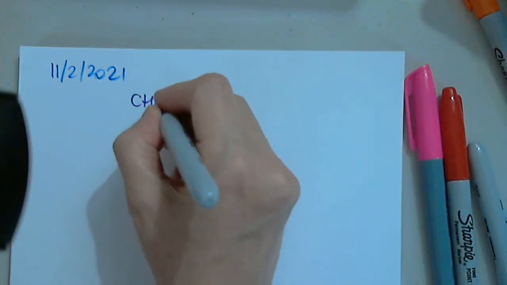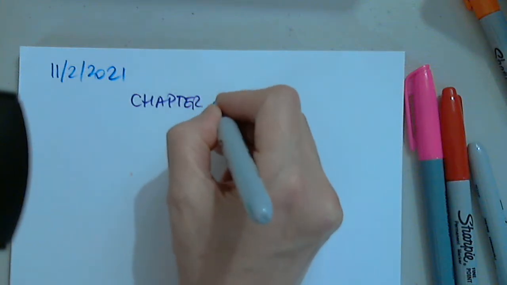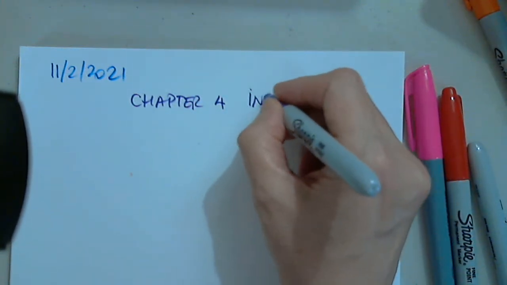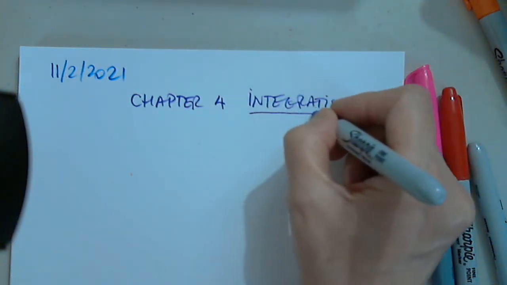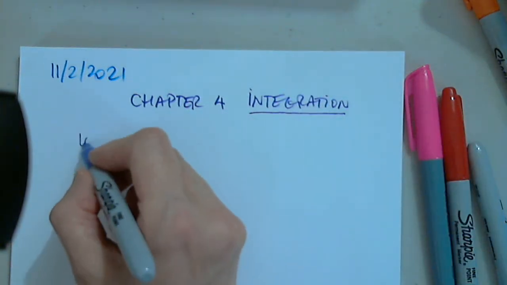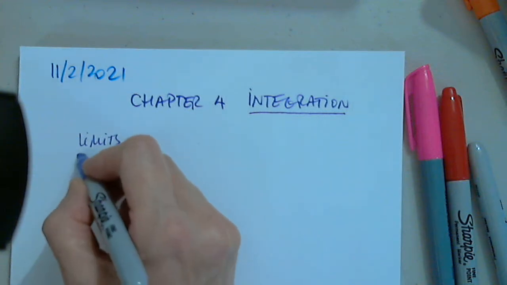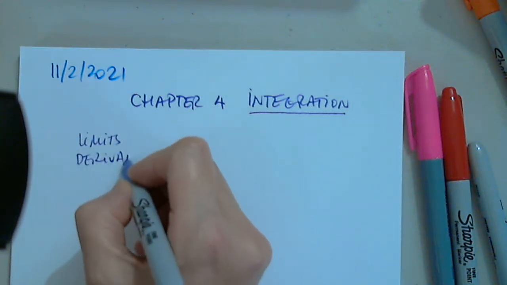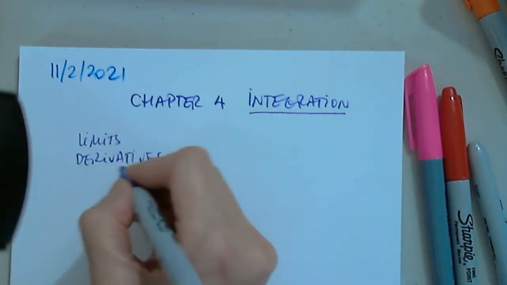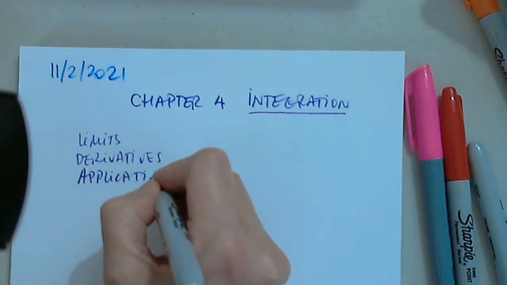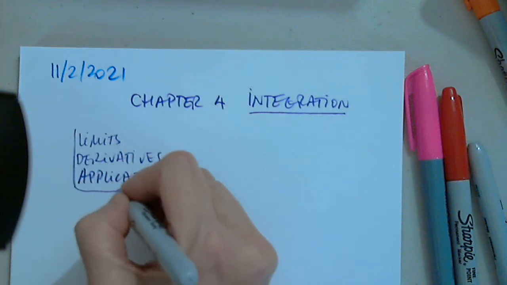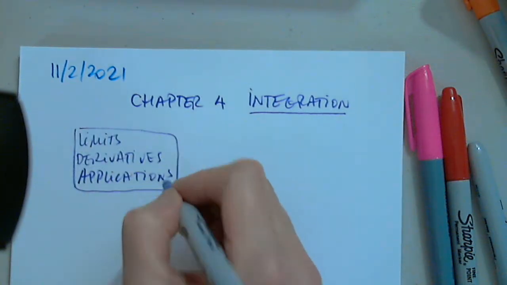So finally, chapter 4. And chapter 4 deals with integration. So what have we studied so far? We studied limits. We studied derivatives and applications of differentiation. So these are the major topics so far, right?